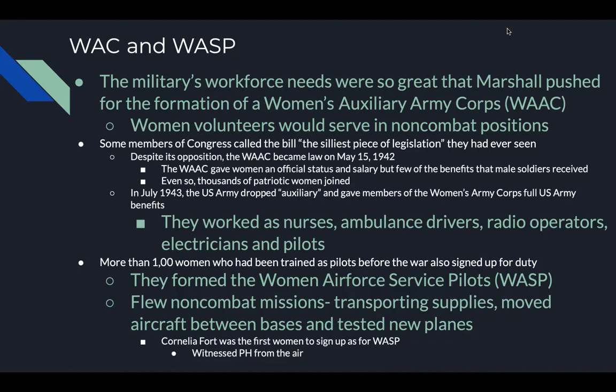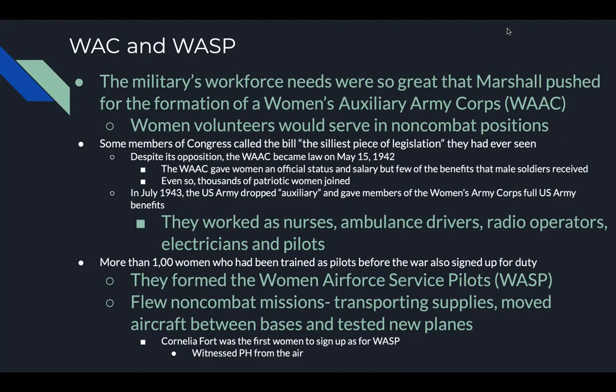Despite its opposition, the WAAC became law May 15th, 1942. The WAAC Act gave women official status and salary, but few of the benefits that male soldiers received. Even so, thousands of women patriotically joined. In July 1943, the U.S. Army dropped "auxiliary" and gave members of the Women's Army Corps full U.S. Army benefits. They worked as nurses, ambulance drivers, radio operators, electricians, and pilots.